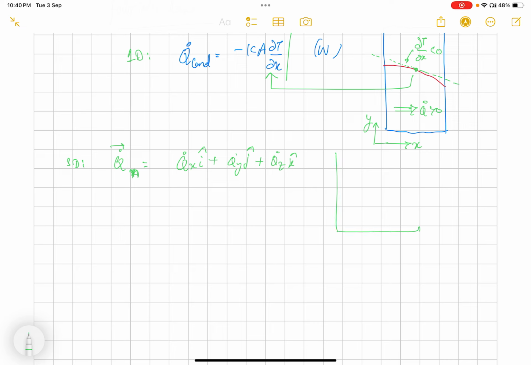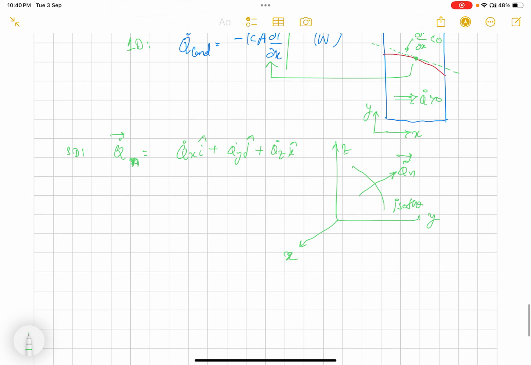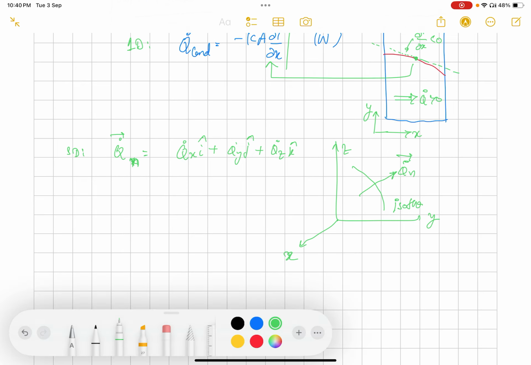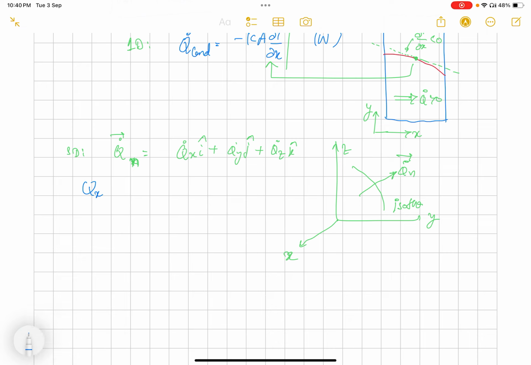And this is obtained by imagining such a thing. Let's say heat is transferred from here. So we can write like this each term: minus Kx, Ax, del T by del x. Similarly, minus Ky, Ay, and Kz, Az, temperature gradient in y, temperature gradient in z.